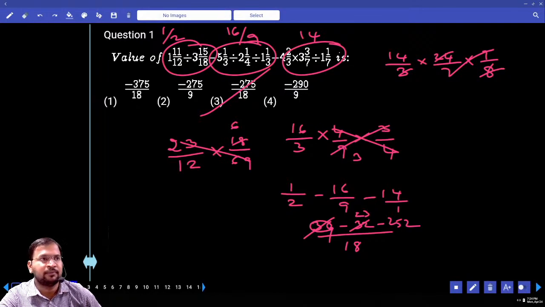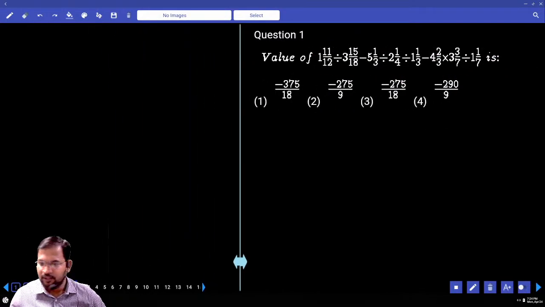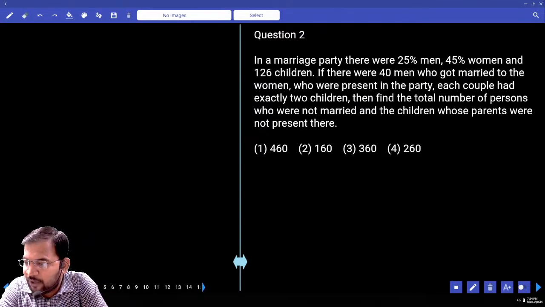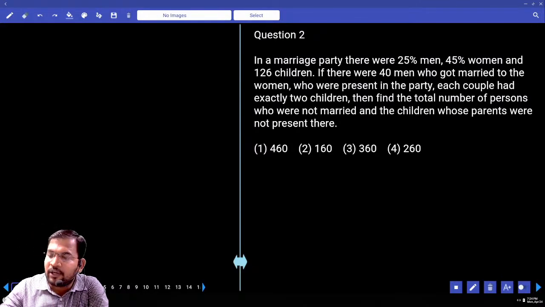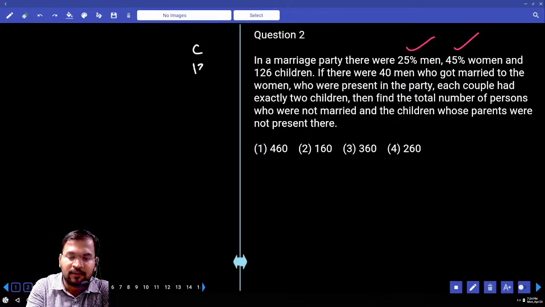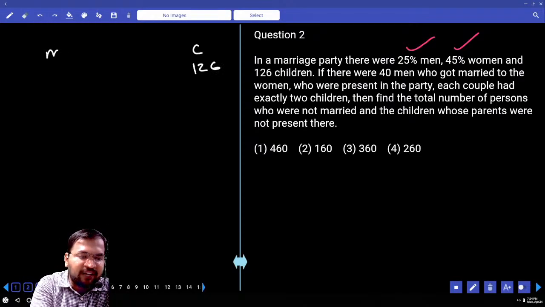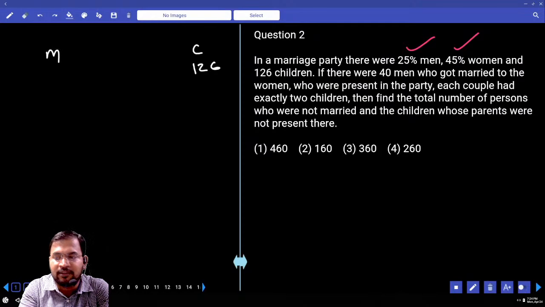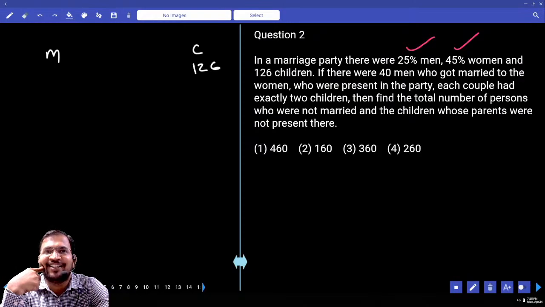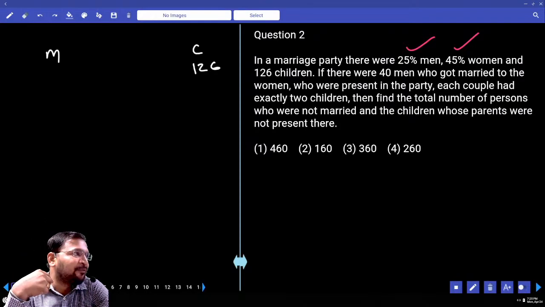Shall I go for the next question? See the next question. In a marriage, there were 25% men, 45% women, remaining are children. 25, 45, 70, remaining is 30%. 30% is nothing but what? 126. 30% is 126. Here children are 126. Simply, otherwise, 30% is 126, then 100% is what? 3 how many times this one goes? 42 times. 10 into 42 is nothing but 420.